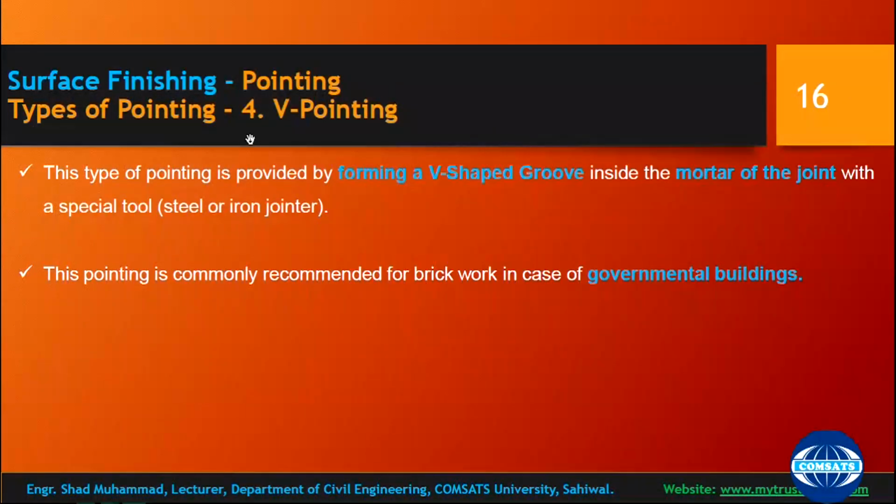The fourth type of pointing is V pointing. This type of pointing is provided by forming a V-shaped groove inside the mortar of the joint with the help of special tools, a steel or iron jointer. This pointing is commonly recommended for brickwork in case of governmental buildings.